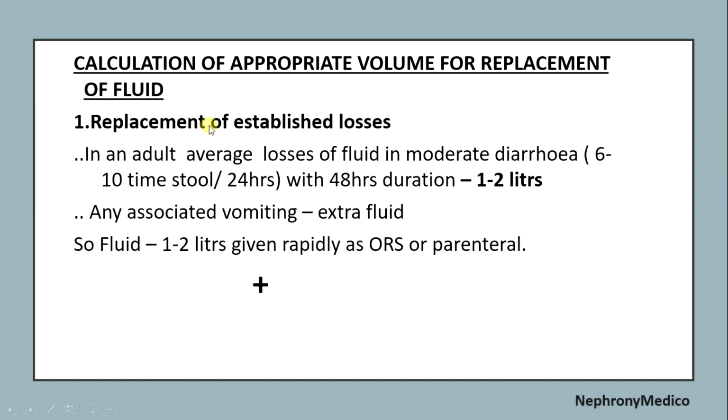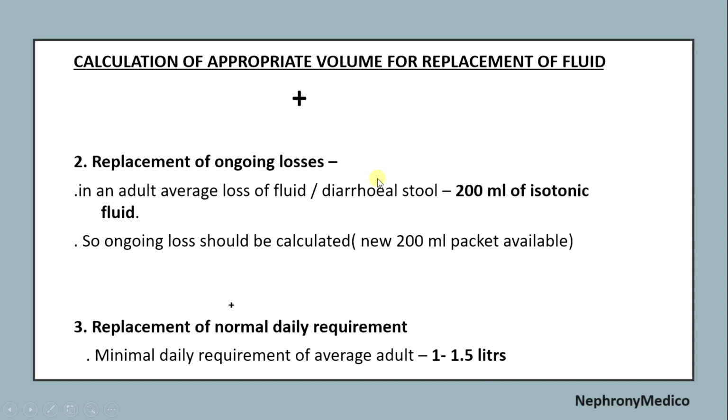Now, calculation of the appropriate volume for replacement of the fluid. Replacement of the established loss. In an adult, average losses of fluid in moderate diarrhea with 48 hours duration are 1 to 2 liters, and any associated vomiting is extra fluid. So, 1 to 2 liters is given rapidly as ORS or parenteral. Calculation also includes replacement of the ongoing losses, which is 200 milliliter of the isotonic fluid, and replacement of the normal daily requirement, which is 1 to 1.5 liters.